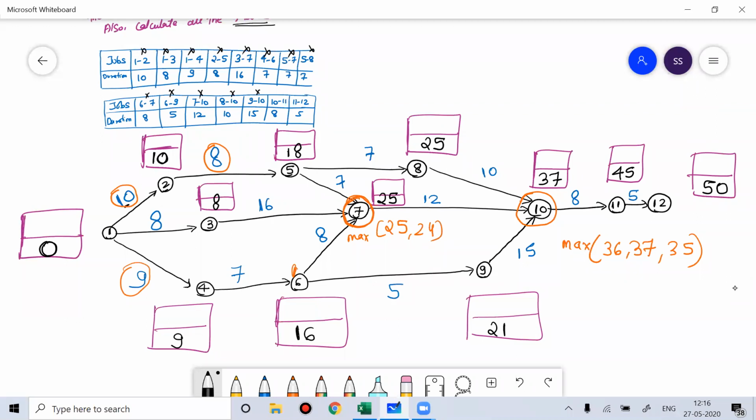Like the same way, in forward pass calculation, we'll go from left to right hand side. And if at some node you see more than one activity intersecting, you will take the maximum time of finishing that activity at that node, and then only you'll go ahead. This is called forward pass calculation. Anyone have any doubt? Please ask me.